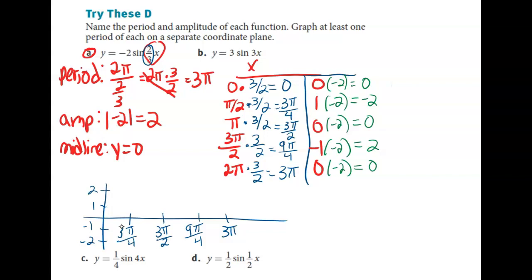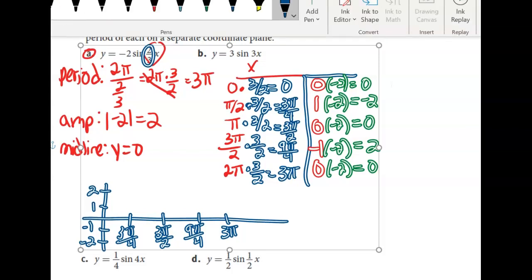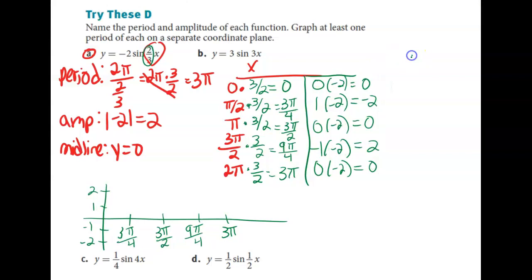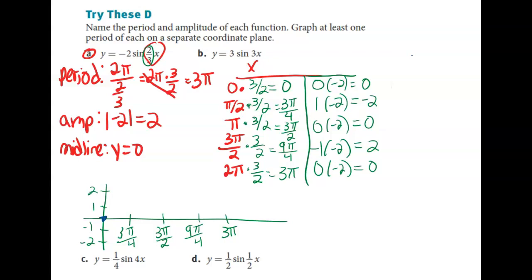And then to graph it, I'm just going to plot my points. So let's draw it in blue now so it stands out. Got 0, 0, 3 pi over 4, -2, 3 pi over 2, 0, 9 pi over 4, 2, 3 pi, 0. And that would be our sine function.